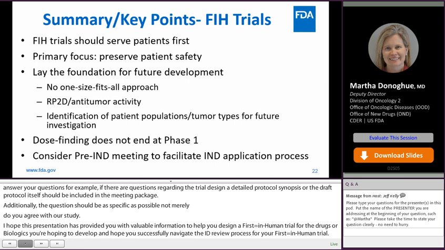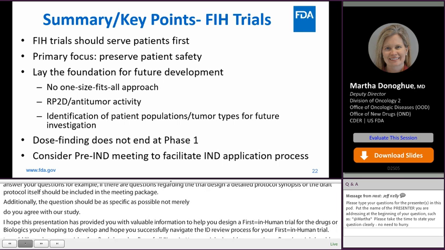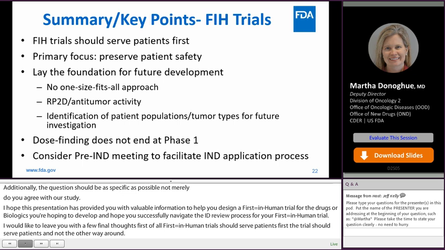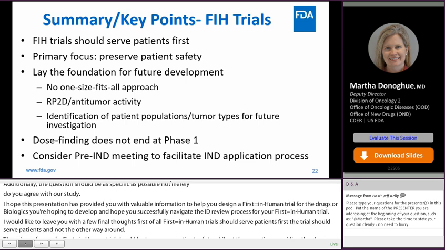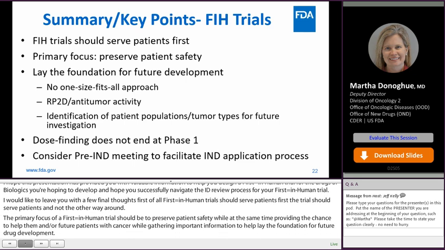The primary focus of a first-in-human trial should be to preserve patient safety while at the same time providing the chance to help them and/or future patients with cancer, while gathering important information to help lay the foundation for future drug development. Although there is no one-size-fits-all approach to designing first-in-human trials, they generally aim to provide an initial characterization of the toxicity profile and identify the recommended phase 2 dose of an investigational drug, make a preliminary evaluation of antitumor activity, and help identify patient populations and tumor types for further evaluation in future trials.